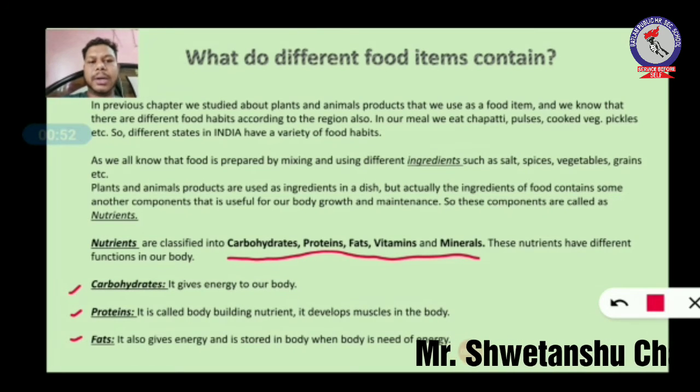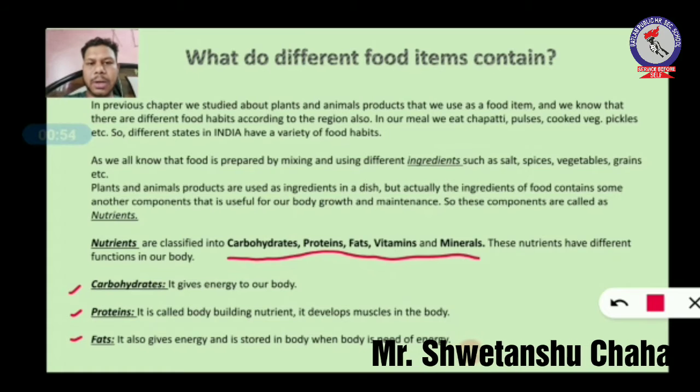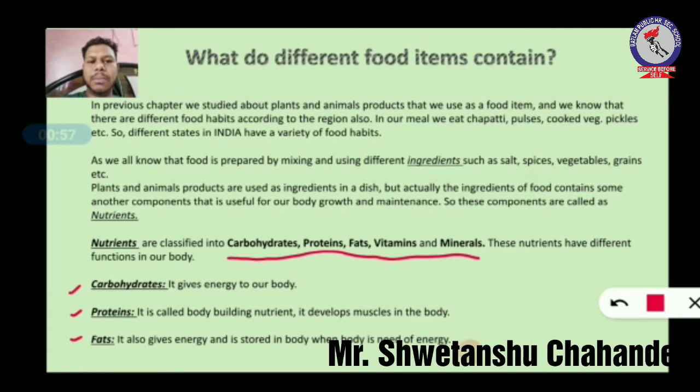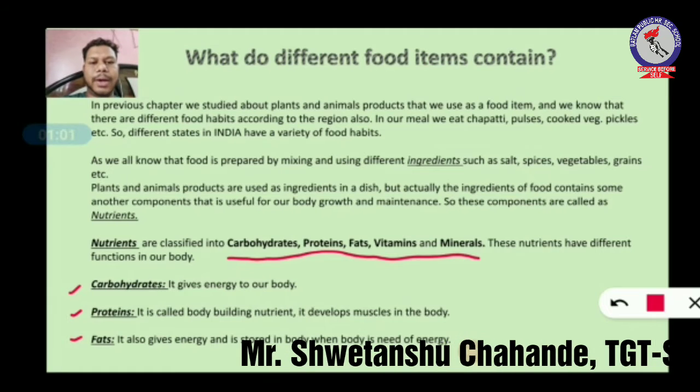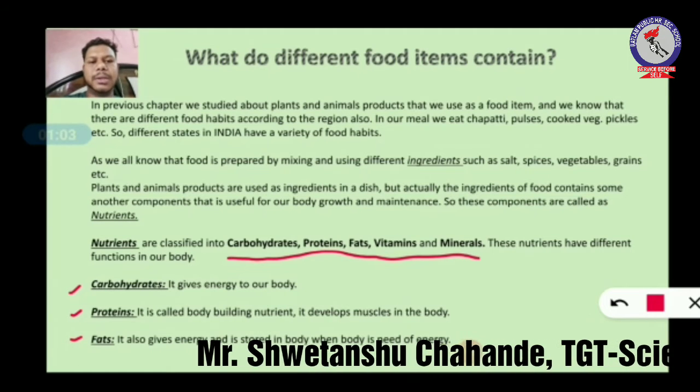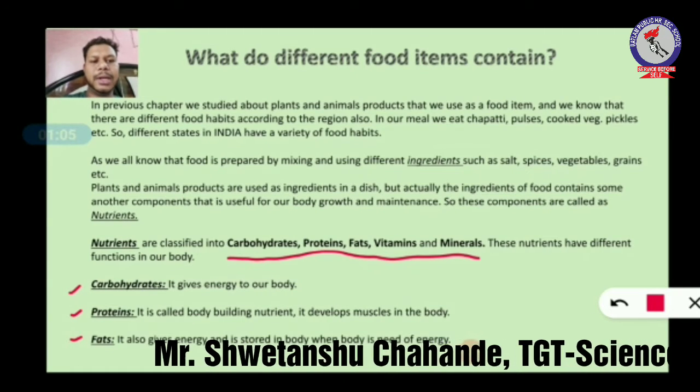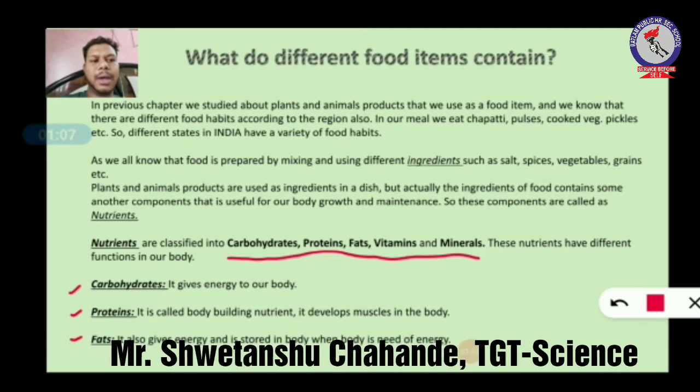Carbohydrate gives energy to our body. Protein is called body building food. It develops muscles in our body. Fats also give us energy, but they are stored in the body. When the body needs energy, fat gives us energy.